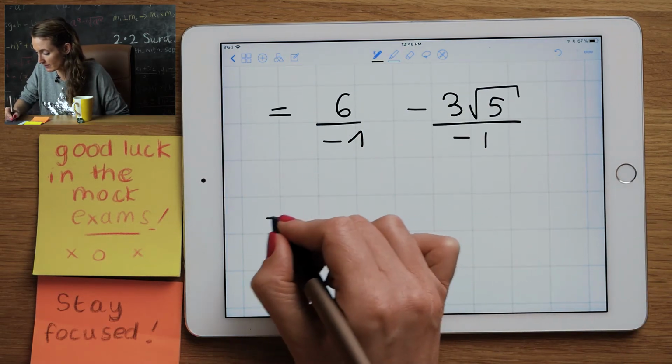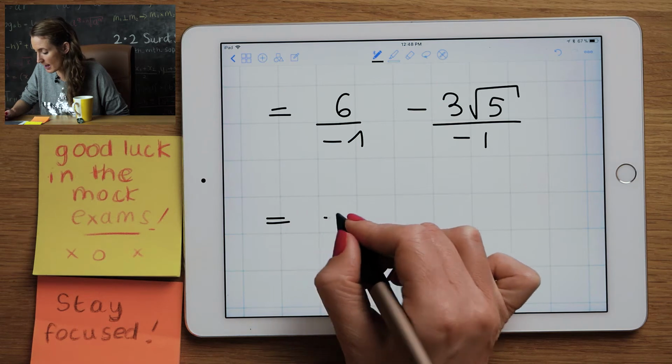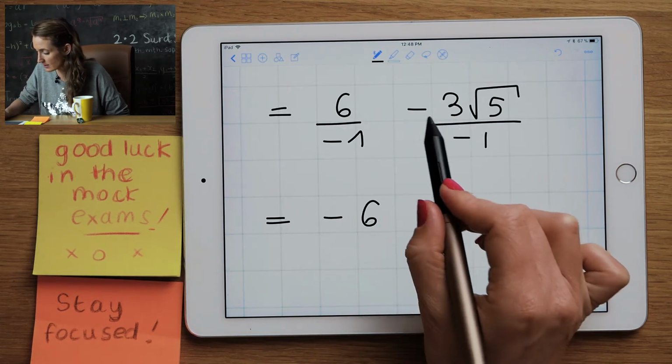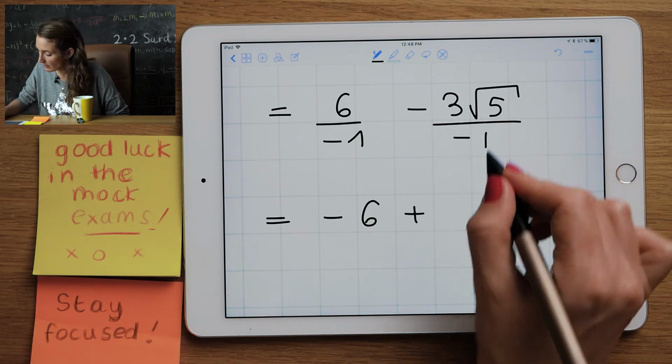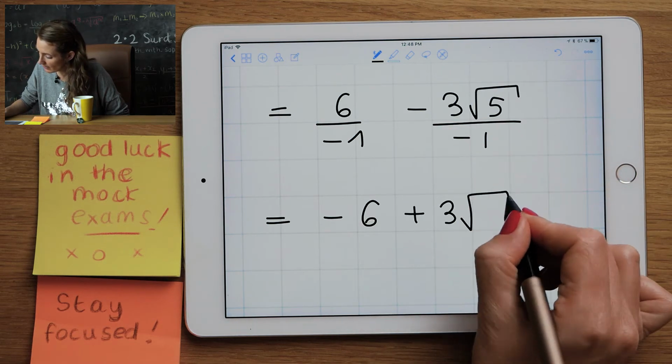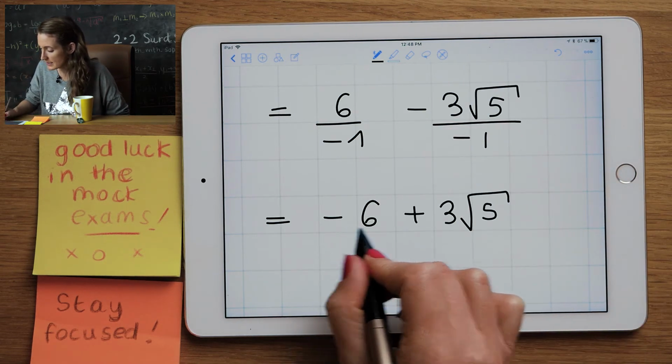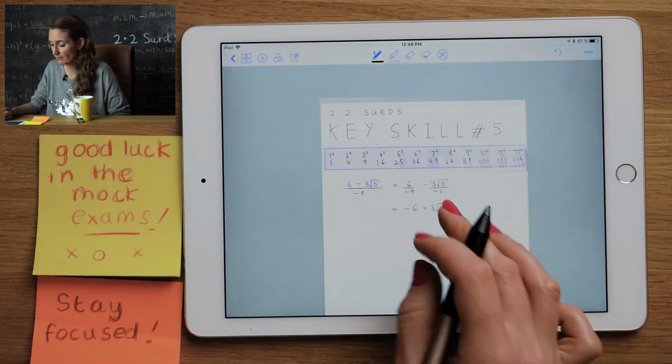Plus divided by minus is a minus, and 6 divided by 1 is 6. Minus divided by minus is a plus, and 3 divided by 1 is 3. So my final answer is -6 plus 3 square root 5.